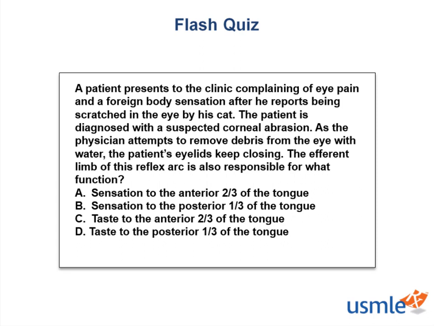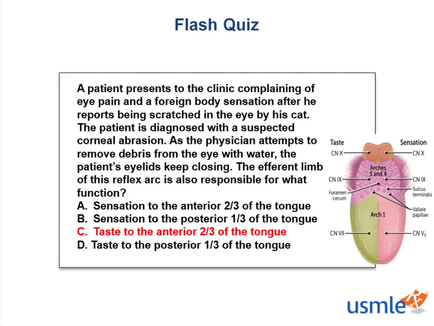A. Sensation to the anterior 2/3 of the tongue. B. Sensation to the posterior 1/3 of the tongue. C. Taste to the anterior 2/3 of the tongue. Or D. Taste to the posterior 1/3 of the tongue. The correct answer is C.